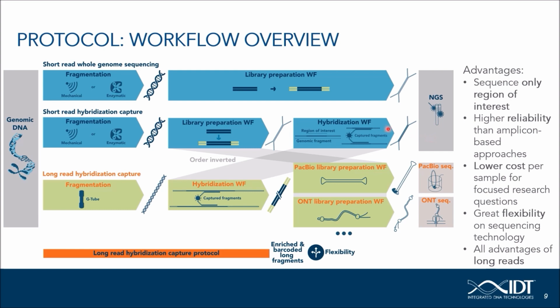In our case, we perform the fragmentation with the Covaris g-TUBEs, and then there's an inverse order because we perform the hybridization with the barcoded fragments before preparing the actual library. The advantage of that approach is that with your enriched fragments, you can flexibly decide if you're going to sequence everything via PacBio or Oxford Nanopore. And then with your enriched fragments, you can decide which workflow to enter.